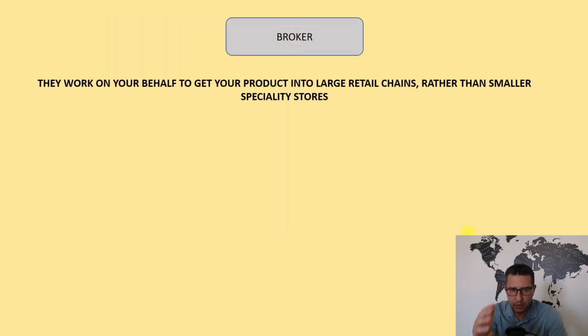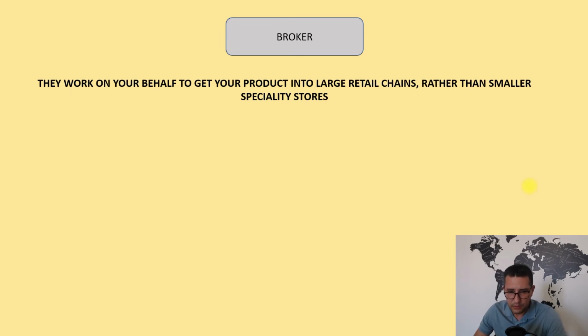Well, brokers work also on your behalf to get your product into large retail chains rather than smaller specialty stores. In terms of commissions, brokers charge a fee anywhere between, I don't know, 5 to 10%. And as in the case with agents, some brokers might charge a monthly retainer fee to cover their costs, usually asking for a 6 to 12 months upfront retainer when taking on a new brand.